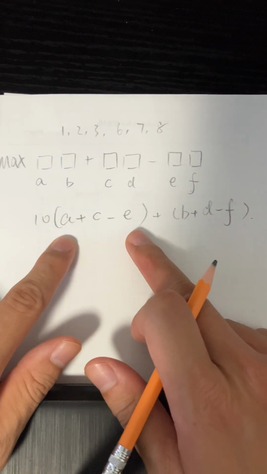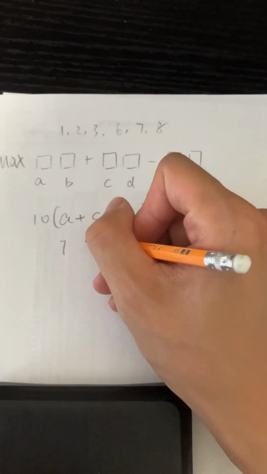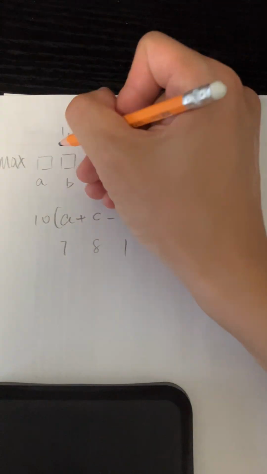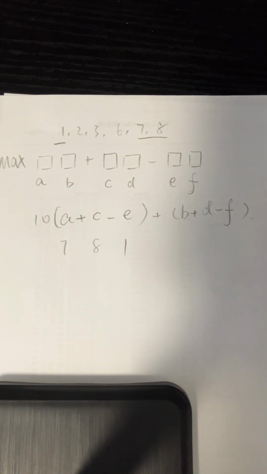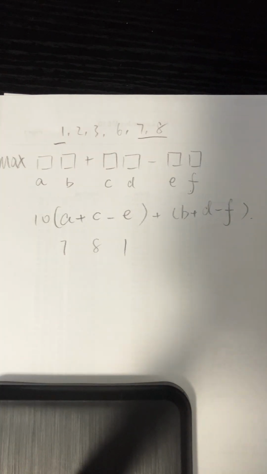How to make the first group as large as possible? Needless to say, you put 7, 8, and 1, right? Two of the highest numbers and one lowest number. And the order actually doesn't matter. You can do 8, 7 or 7, 8. It doesn't matter at all.